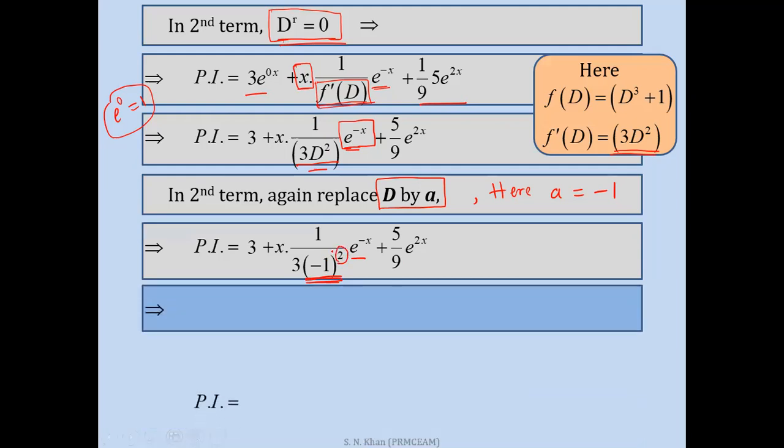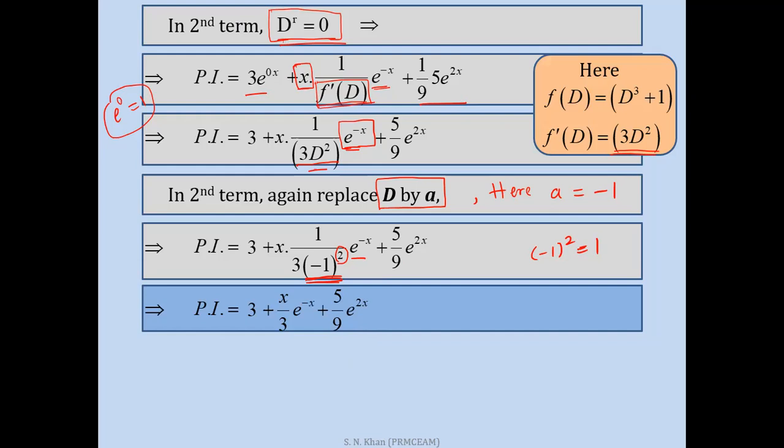So PI is equal to first term 3, second term will become x by 3 into e to the power minus x. Minus 1 bracket square will be plus 1, so it will get removed, remaining 1 upon 3. So it will become x by 3 into e to the power minus x. And last term, plus 5 by 9 e to the power twice x. So this is the simplified value of PI.